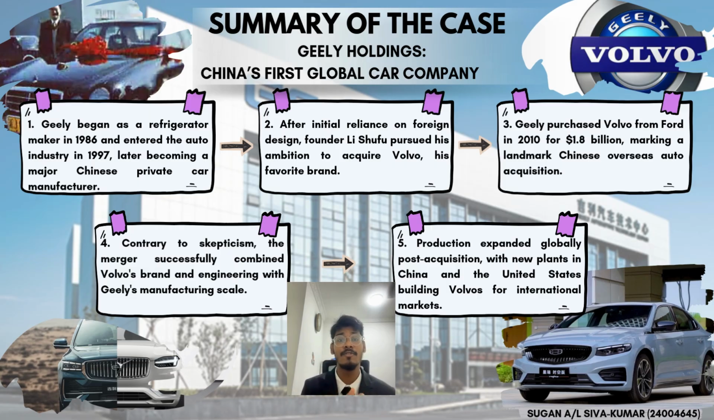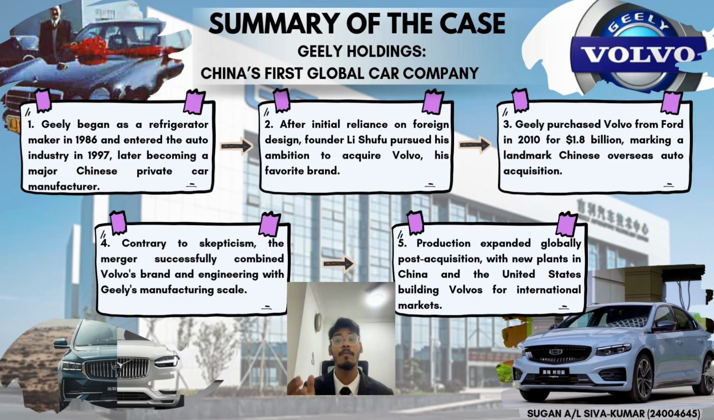So the merger successfully combined Volvo brand and engineering with Geely manufacturing scale. So this addresses the initial doubters by explaining the core logic of the deal's success, a complementary fit between Western technology and Chinese manufacturing efficiency and market access. Production expanded globally post acquisition, with new plants in China and the United States building Volvos for international markets. It shows the tangible outcome of the synergy.